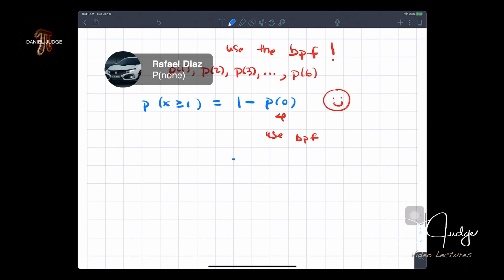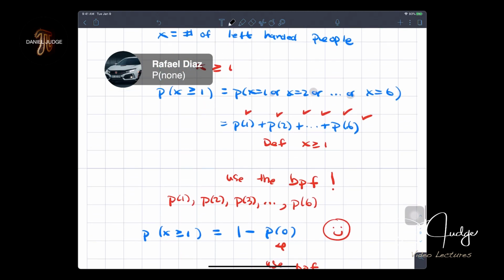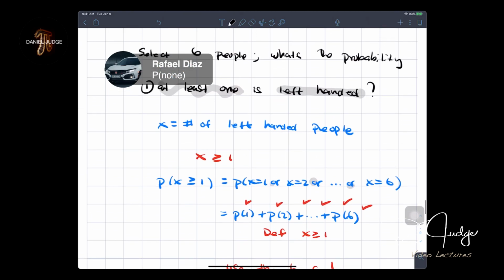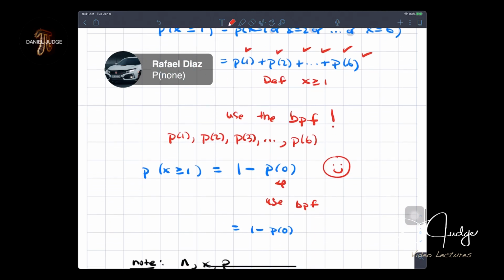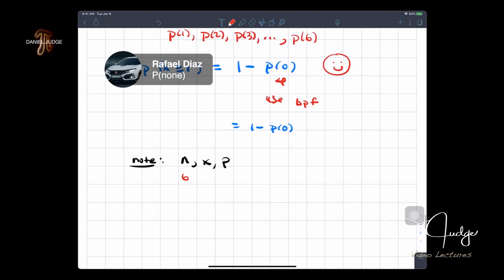And if I said to you, okay, we have to find P of 0. Okay, let's do that. But let's go back and let's note, we need 3 things for every binomial probability formula question. We need n, we need x, and we need little p. So in this case, we are selecting how many people? 6 people. And here, ladies and gentlemen, is 6.